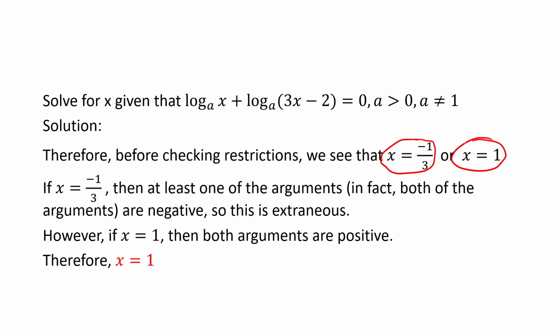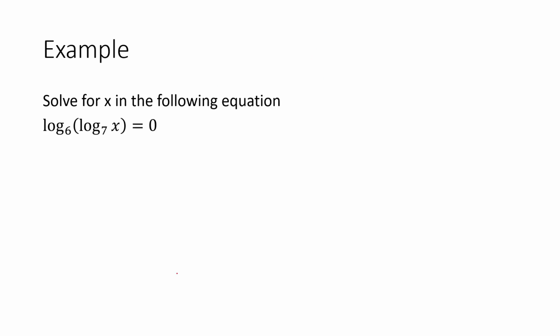On first glance, you might say we've got two answers. But if x equals negative a third, then this argument is negative, and this argument is negative. Neither of them can be negative, let alone both. So that's an extraneous root, and if you put x equals negative 1/3 in the answer box, you're losing a mark. But x equals 1 is legit, because then this argument is positive and this argument is positive. So x equals 1 is a valid answer.